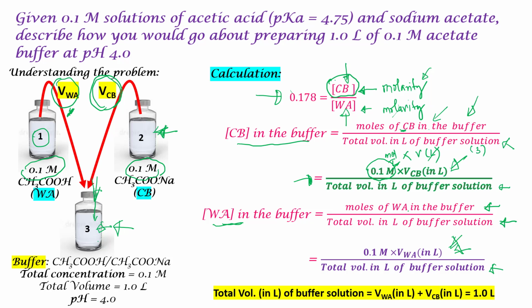Okay, so now the total volume, again, if you remember, when you add up the VWA and the conjugate base volume after you mix them in the bottle number 3, the total volume has to be 1 liter. So that's what this is saying. This is saying that the total volume is going to be 1 liter. So that means the denominator in these fractions is also going to total up to 1.0 liters. Okay, so that's the equation right there.